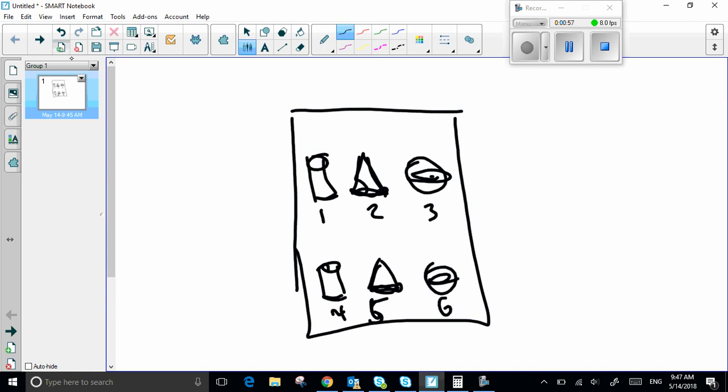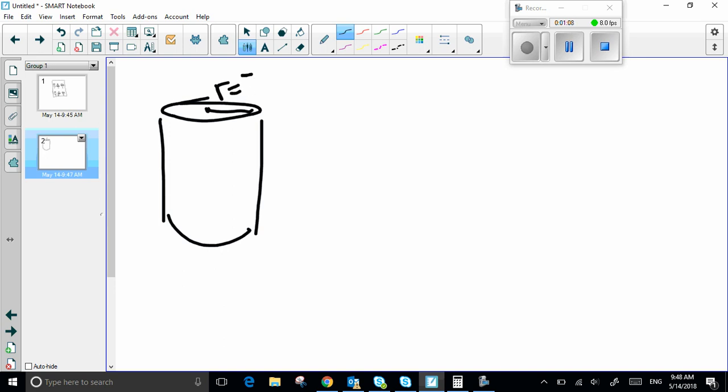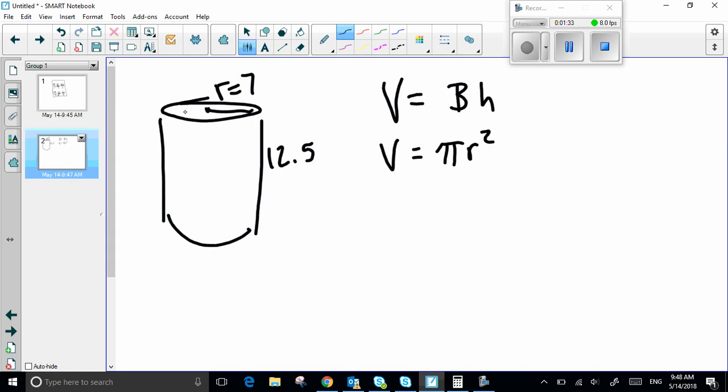All right, so here is our very first problem. We're going to look at your cylinder, and I'm going to give you a cylinder that has a radius of 7 and a height of 12.5. If you recall the formula for the volume of a cylinder, the volume is the area of the base times the height. The area of the base is pi times the radius squared. So we find the area of that circle, and then multiply it times the height.